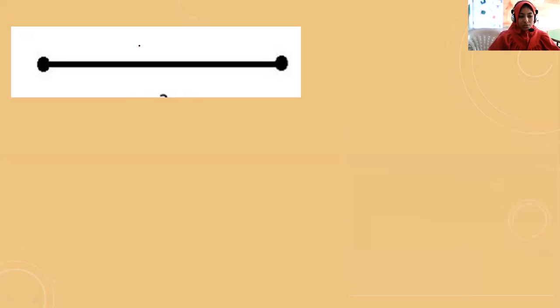Okay, in a similar way, there is a line segment. A line segment has two definite points, whose length we can measure with the help of a ruler. This is called our line segment. Let me write it here: line segment.